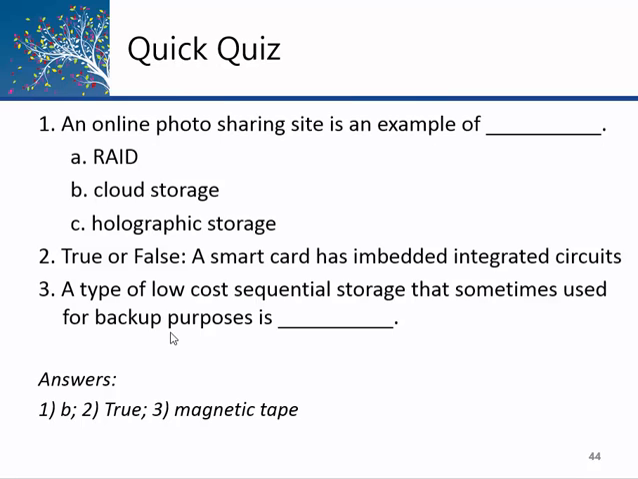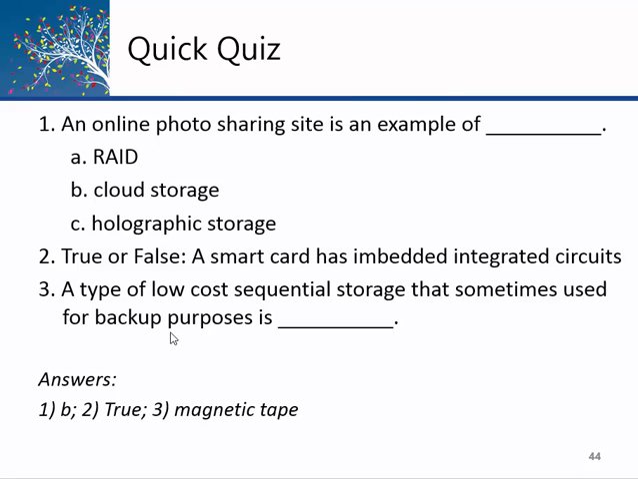Holographic storage is one of the things that our book talks about as some of the other ways that we might see storage in the future. I think the book talks about DNA storage. Who knows what's going to happen, but we're going to have more and more ways of non-volatilely keeping our information for the future. True or false, the smart card has an embedded integrated circuit.